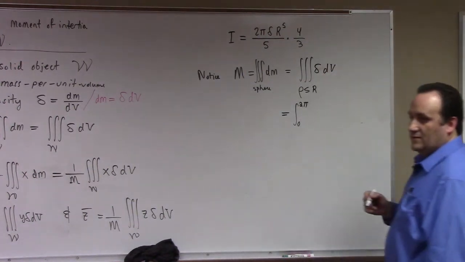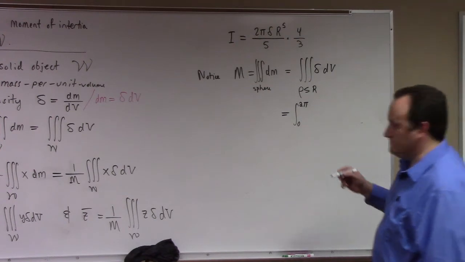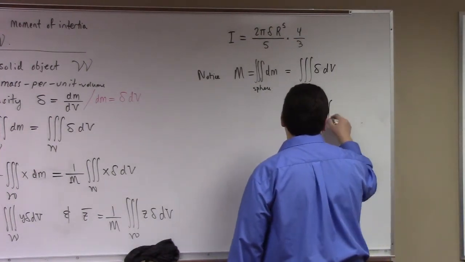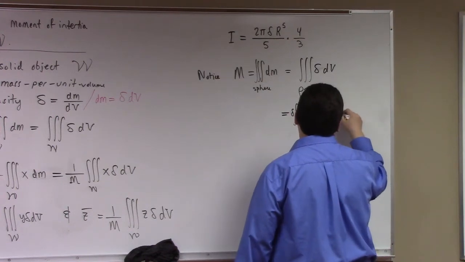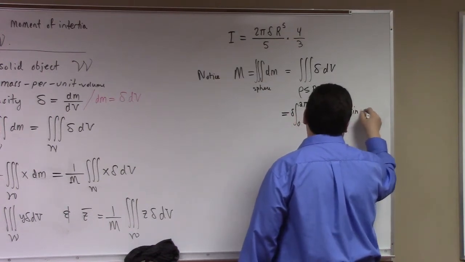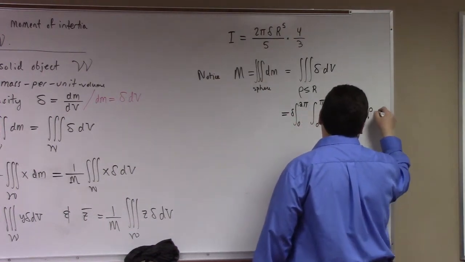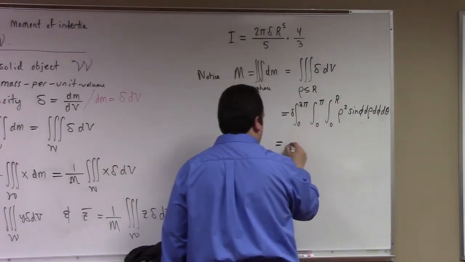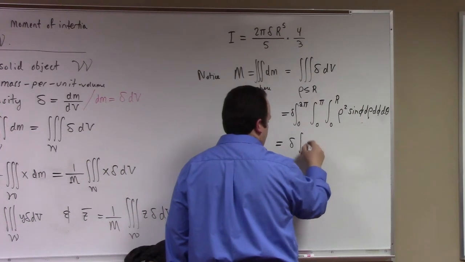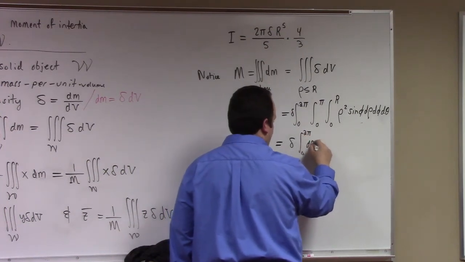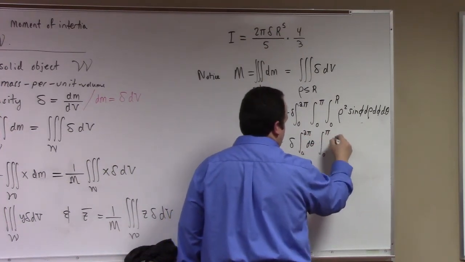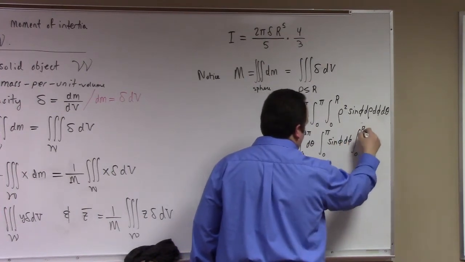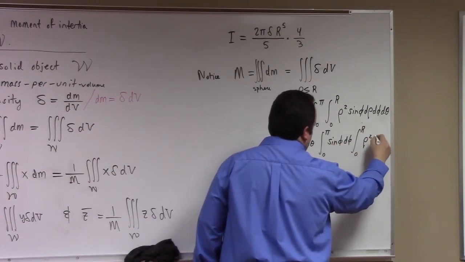Josh asked me all these questions, and I already forgot. Delta dv. Now the delta is a constant here, so pull it out. Integral from 0 to 2 pi, integral from 0 to pi, integral from 0 to r of rho squared sine phi d rho d phi d theta, which gives me delta, integral from 0 to 2 pi of d theta, integral from 0 to pi of sine phi d phi, integral from 0 to r of rho squared d rho.